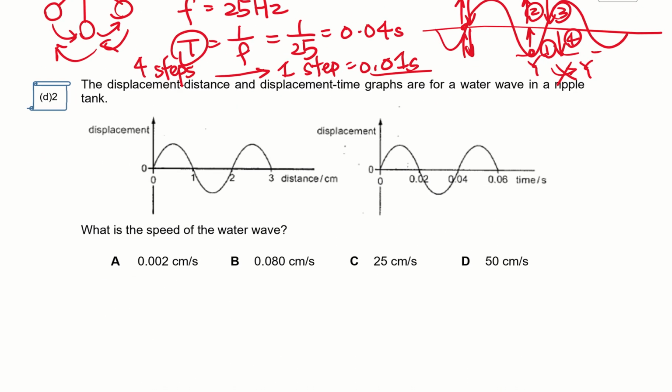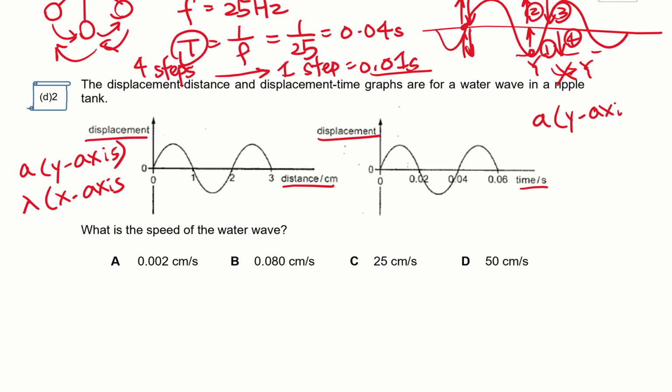Okay, let's look at D2. So we have 2 kinds of graph. One is a displacement-distance graph. So very quickly, I can get the amplitude from the y-axis. I can get the wavelength from the x-axis. The other graph is for the same wave, but it's a displacement-time graph. So I can get the amplitude from the y-axis, which is this, right? I can also get the period from the x-axis.